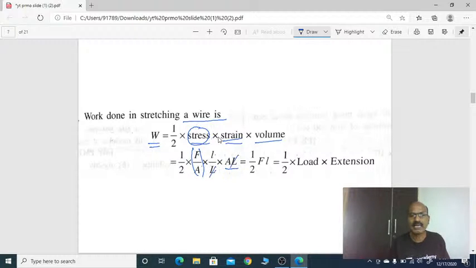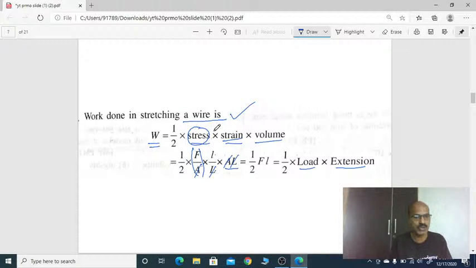L cancel here, A also cancel. You will get half into L into elongation or increase in length. Half into F is load, right? L is extension or increase in length. This is work done by stretching a wire, right? Yes. Let us now, you have this important formulae in elasticity.